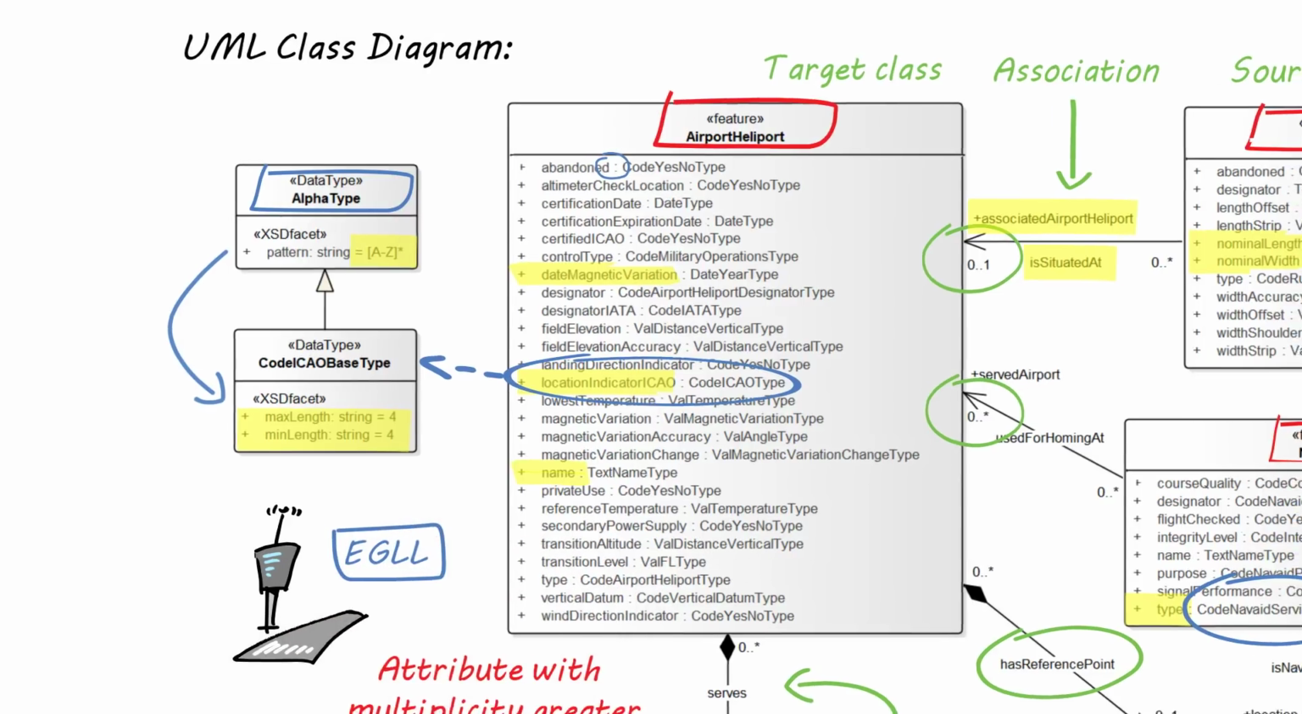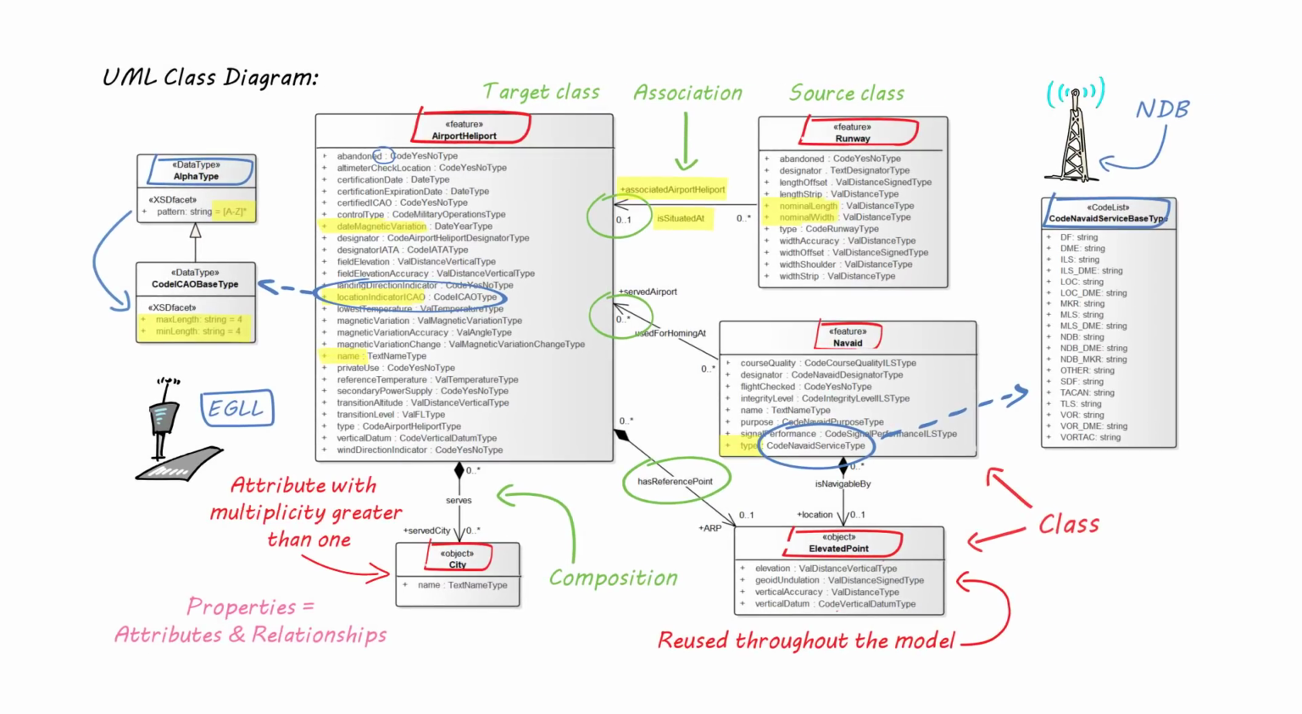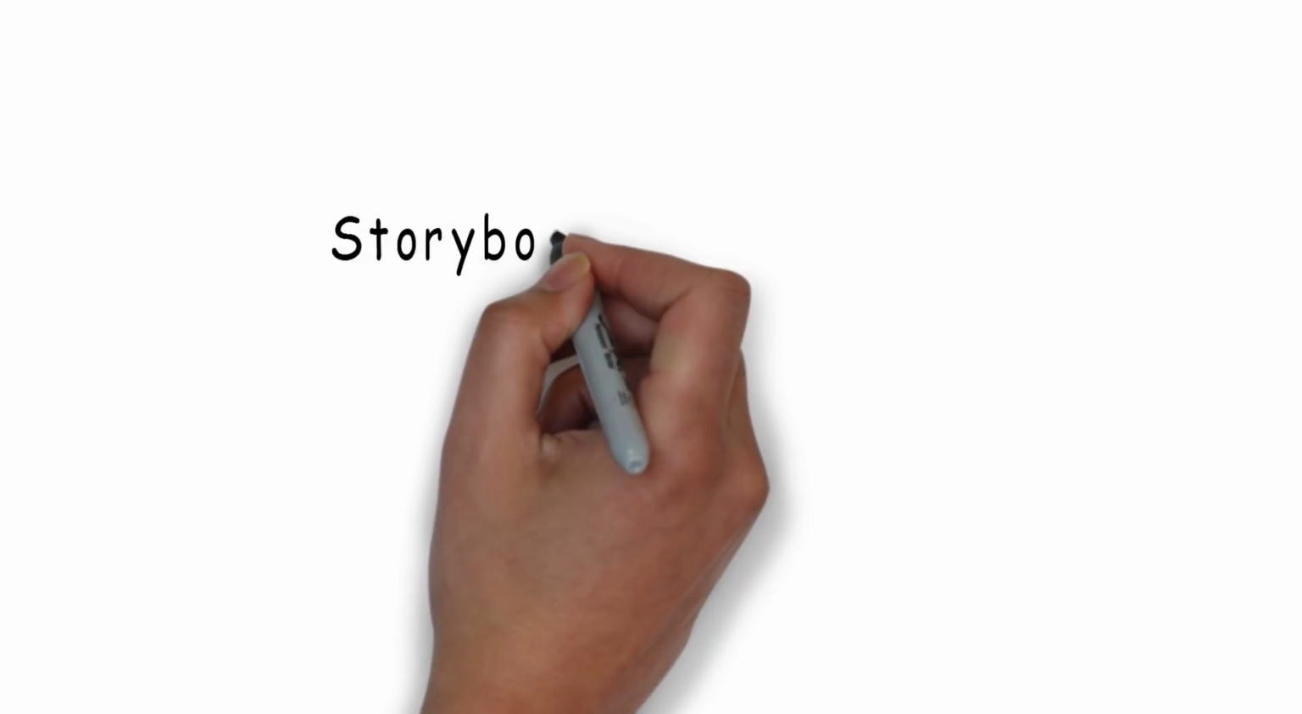Well, these are the most important key facts about the AIXM UML features, attributes and data types you should know, the IT guy concluded. If you want to learn more about AIXM, stay tuned and check out the next episodes of the AIXM 5 story.